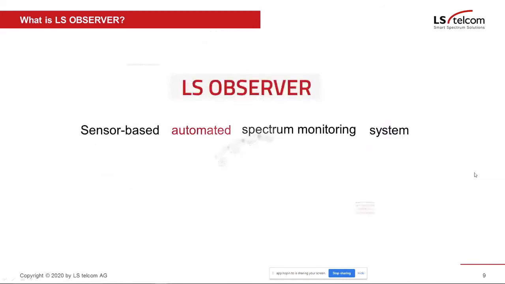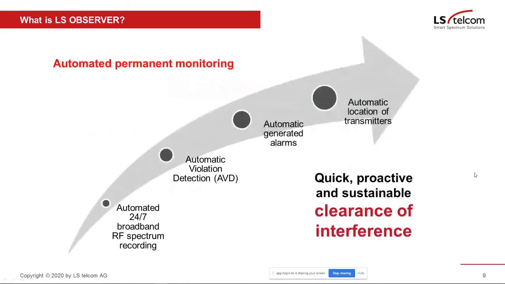As a modern monitoring system, LS Observer is highly automated. Our monitoring units permanently record the full frequency range of interest and store it locally, so you can access the stored data whenever you want to make analysis. We have this automatic violation detection feature. Based on this, automatic alarms are generated if something is wrong, and then automatically the source of interference, for example, can be located with different methods.